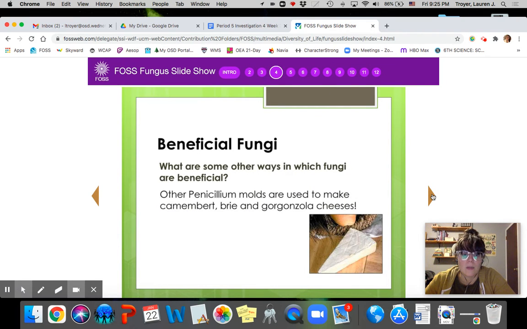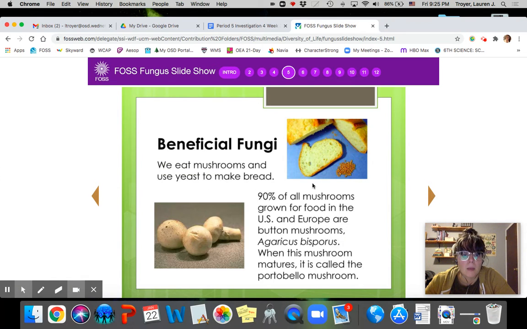Some more beneficial fungi. Other penicillin molds are used to make camembert, brie, and gorgonzola cheeses. So tasty, funky, smelly, yummy cheeses. We also eat mushrooms. Many of us eat mushrooms.